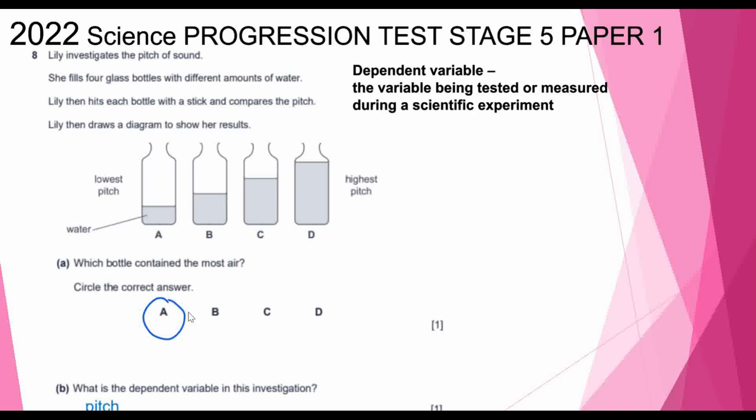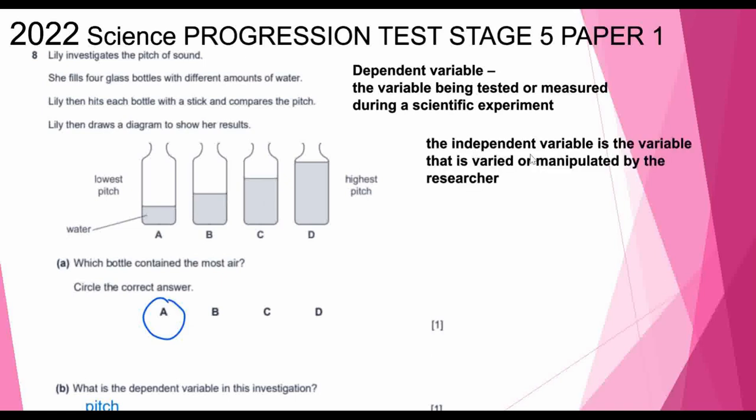That's why pitch is the variable that is being tested or measured during Lily's experiment, while the independent variable is the variable that is varied, changed or manipulated by the researcher, by Lily. So Lily changed the amount of water, different amounts of water, to see how the pitch will be. So pitch is dependent, the thing that is being measured, and independent is the thing that is being changed by Lily, that is different amounts of water.